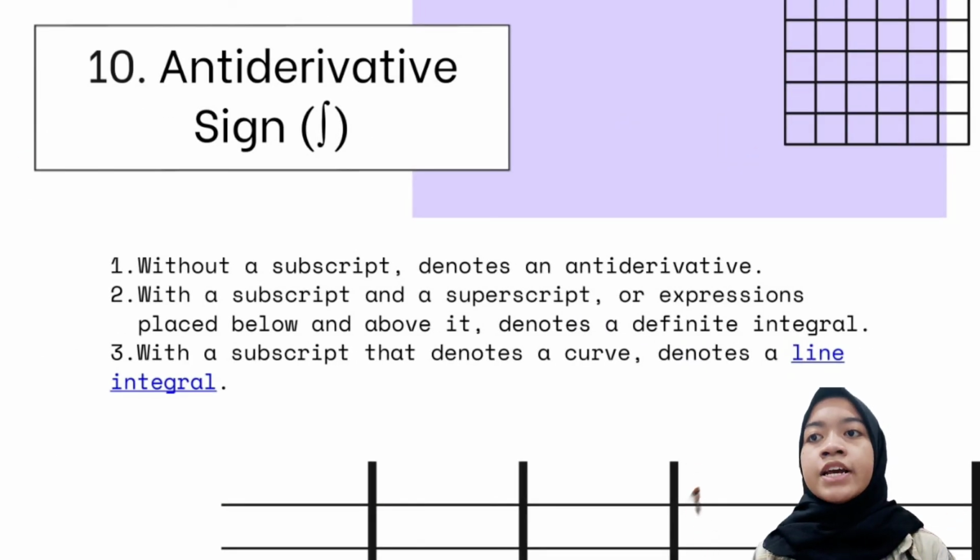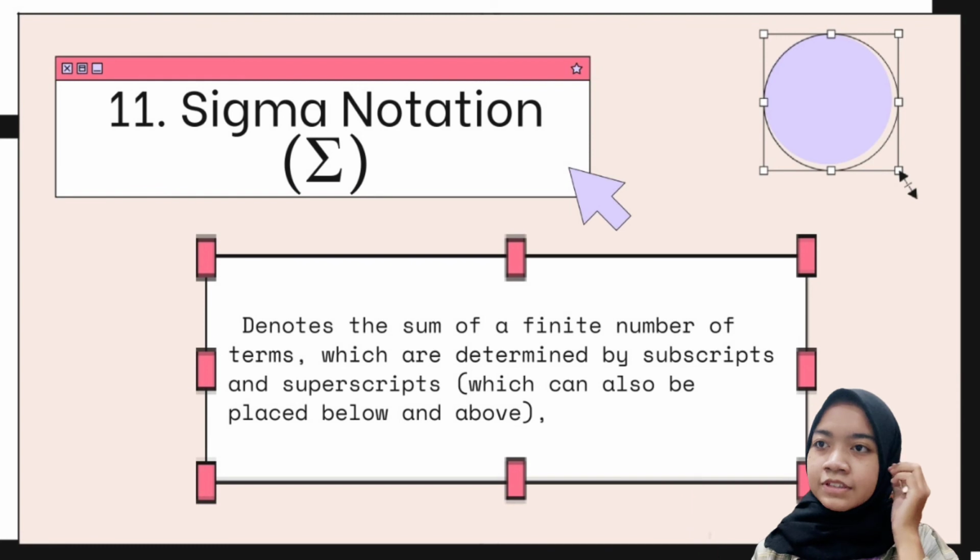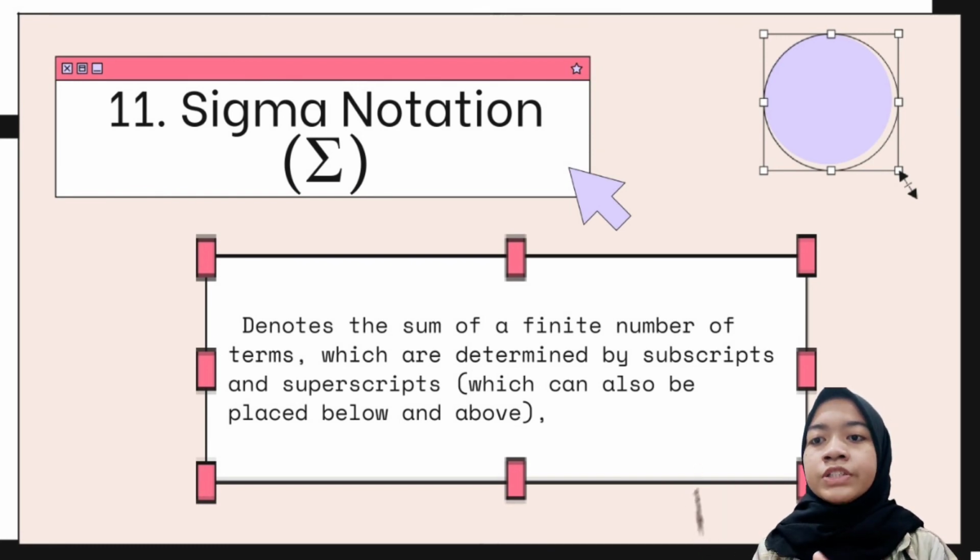Number 10, antiderivative sign. Without a subscript it denotes an antiderivative. With a subscript and a superscript, or expressions placed below and above it, it denotes a definite integral. With a subscript that denotes a curve, it denotes a line integral. Okay, we go on to number 11. Sigma notation denotes the sum of a finite number of terms which are determined by subscripts and superscripts, which can also be placed below both.